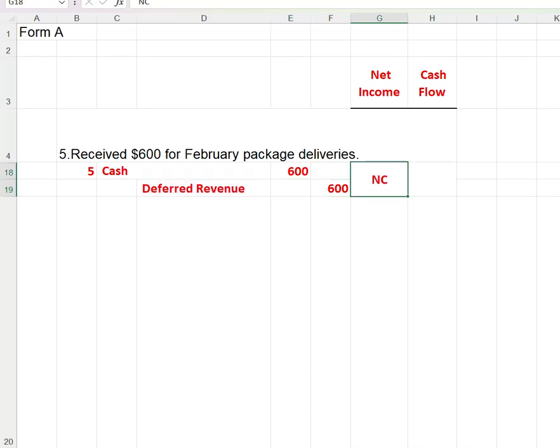We have no change for net income because we haven't provided a service. We have no revenue, and we have no change in expenses. We did get cash, and this does relate to our operations, so it will be an operating cash flow.